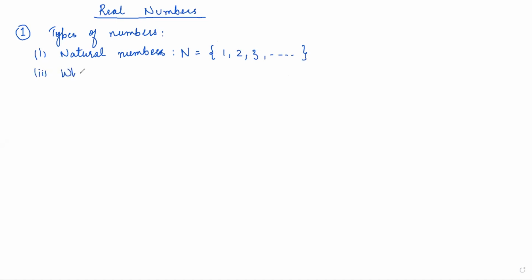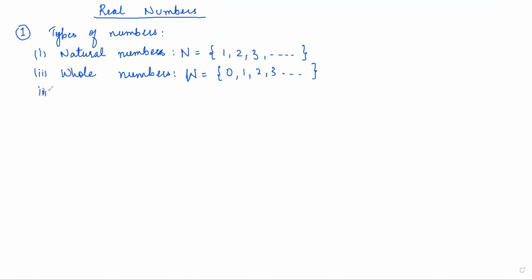Then second, we had whole numbers. What about this, Martin? Ma'am, this is 0, 1, 2, 3. Exactly. So this set is represented by capital W. So we include 0, 1, 2, 3, and so on. So this set of numbers is whole numbers.